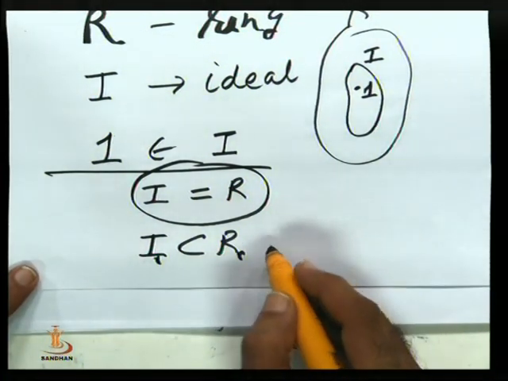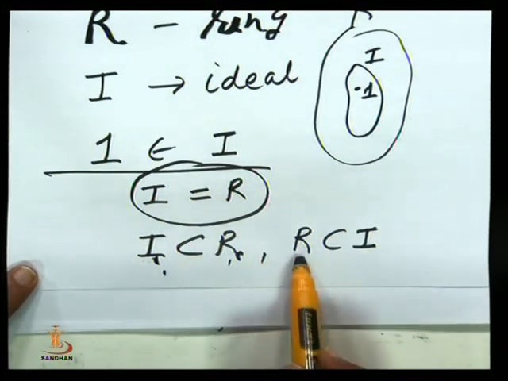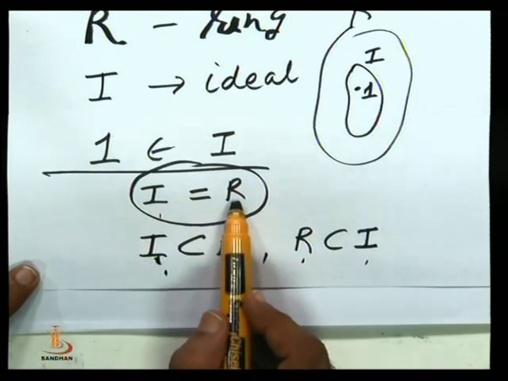If you can prove that even R is a subset of I, then we are done. Whenever I is a subset of R and R is a subset of I, then I must be equal to R.